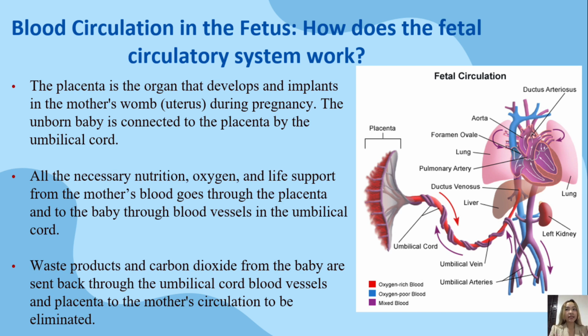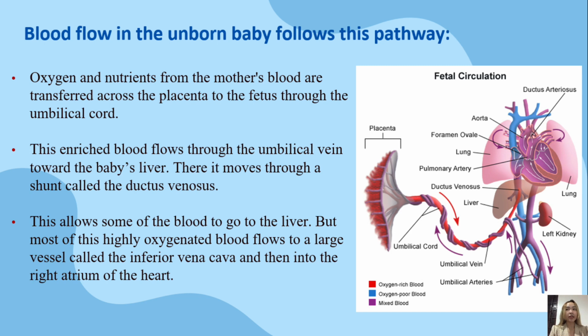While the baby is still in the uterus, his or her lungs are not being used. The baby's liver is not fully developed. Circulating blood bypasses the lungs and liver by flowing in different pathways and through special openings called shunts. The blood flow in the unborn baby follows this pathway.